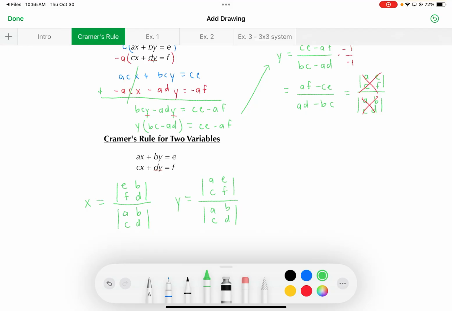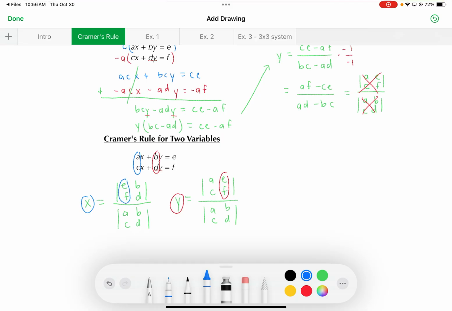So what that tells me is whichever variable I'm solving for, that column that represents the coefficients of that variable gets replaced with the constants, right? So if I'm solving for y, these are the coefficients of y. They are going to get replaced with the constants in that second column. If I'm solving for x, right, these are the coefficients of x. They're getting replaced in the first column with EF.